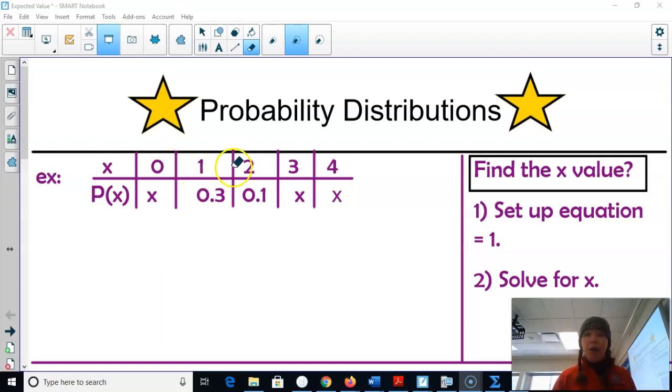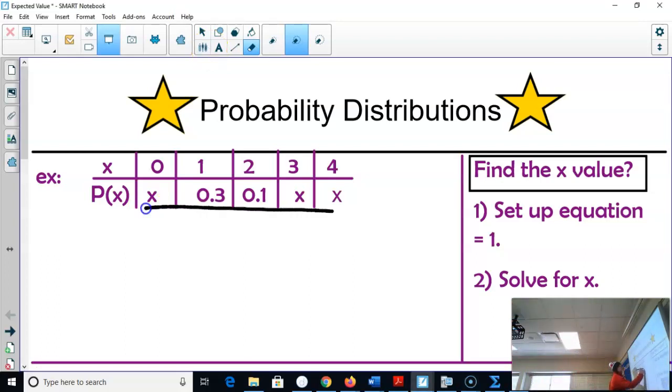We could get a 0, a 1, a 2, a 3, and a 4. And all that we have is the corresponding probability for getting a 1 or a 2. We want to be able to find the X value for that 3, 4, and 0. So step one, we need to set up an equation and set it equal to 1. What do I mean by that? We know that this probability distribution has to equal 1. Okay, that probability distribution has to equal 1.